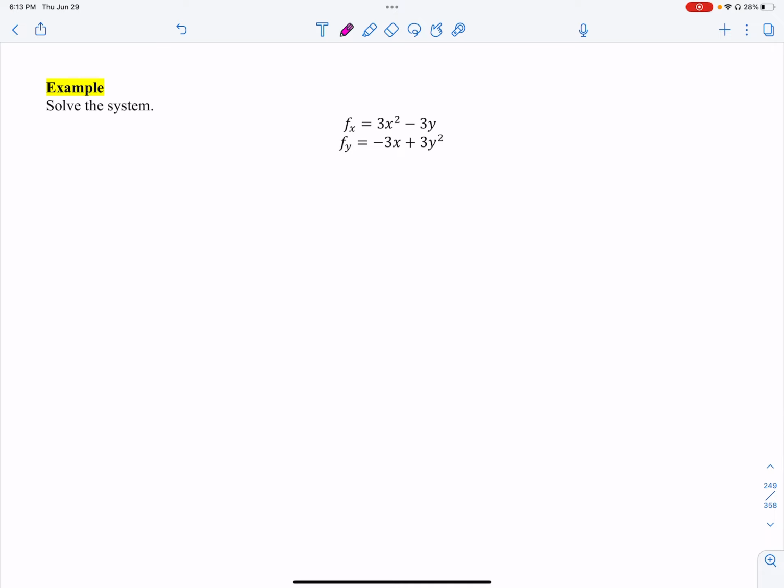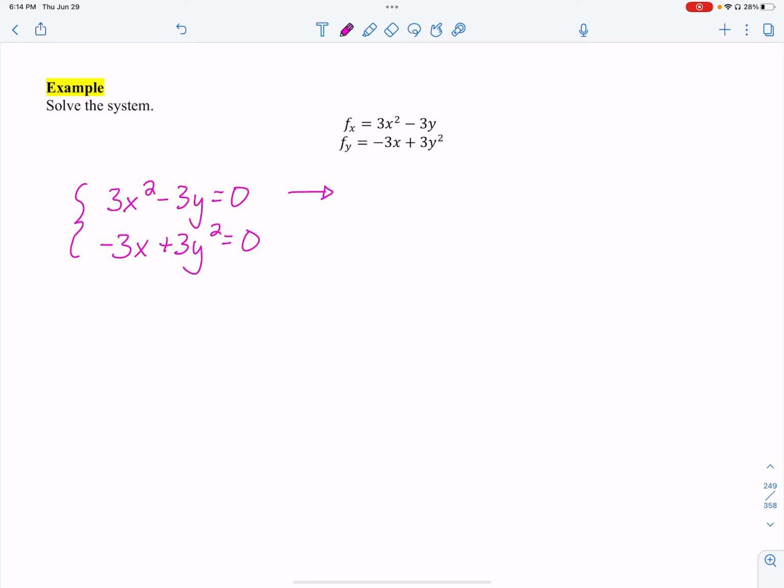I know the system that I'm going to create is by taking my partials and setting them equal to 0. So I got 3x squared minus 3y equals 0. And then I got negative 3x plus 3y squared equal to 0. All right, so we're working this out. Do whatever you can to plug into the other in some way, or find some way to knock down powers, anything like that. So what I'm looking for is maybe to plug one into the other.